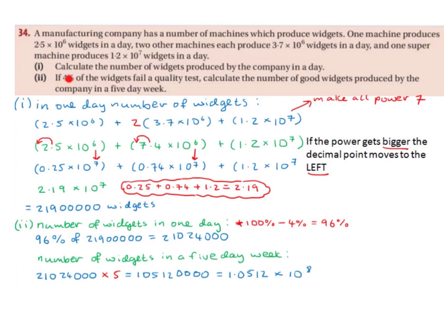Part 2. If 4% of the widgets fail a quality test, calculate the number of good widgets produced by the company in a 5-day week.